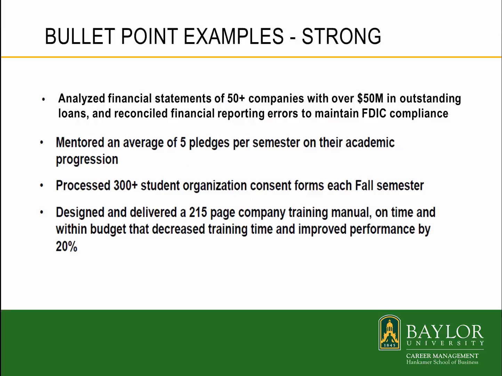So if we go over here to the strong version of this bullet point, we have: analyzed financial statements of 50 plus companies with over 50 million in outstanding loans and reconciled financial reporting errors to maintain FDIC compliance. If we drill down here, we see some scope and scale, and then we also see some trust and some responsibility. So we see 50 plus companies and 50 plus million in outstanding loans. That's a pretty hefty responsibility for somebody to do that many companies with that much of a loan value. And then to finish it up, this person was responsible to make sure that they maintained FDIC compliance.